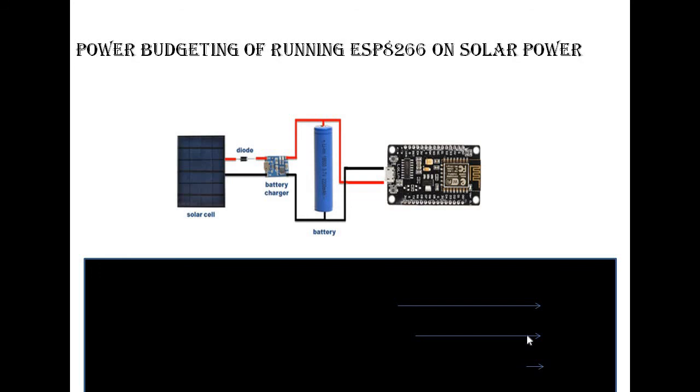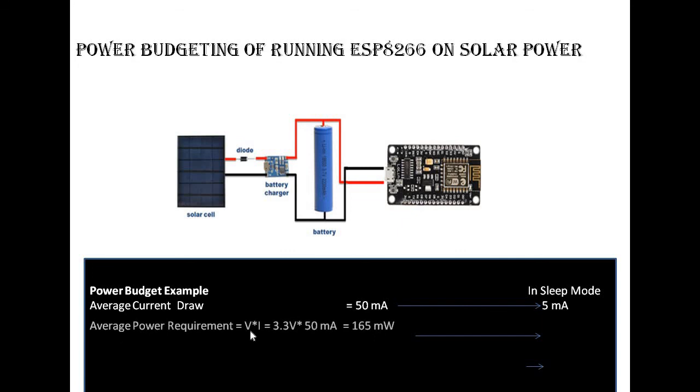Okay, after that we have to find out the power budget of running the Wi-Fi module on solar power. Let us take an example. We have to consider the sleep mode also. The average current draw is equal to 50 milliamperes, and in sleep mode it is 5 milliamperes, which is less than 50 milliamperes. Then the average power requirement is equal to V into I, that is 3.3 volts into 50 milliamperes. So this is equal to 165 milliwatts.